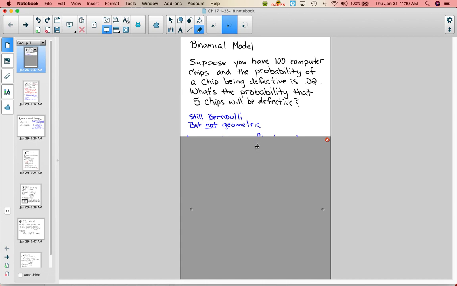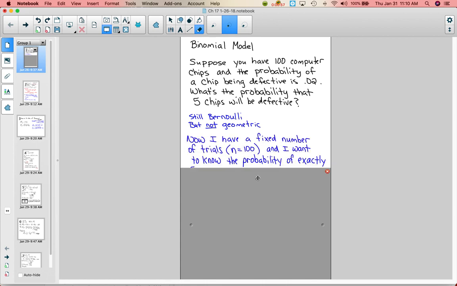But this time we have a fixed number of trials, N equals 100, and we want to know the probability of exactly 5 successes. So when we have a fixed number of trials, that makes it binomial. So this is a binomial model.